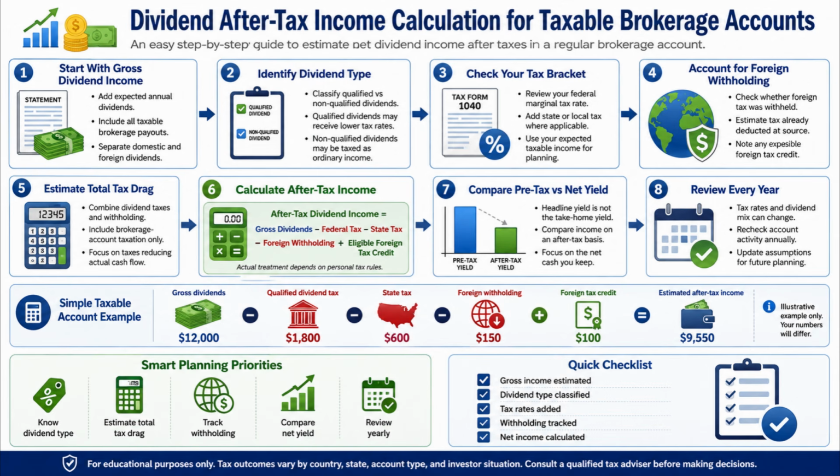Overall, calculating dividend after-tax income for taxable brokerage accounts is about knowing your dividend type, estimating total tax drag, tracking withholding, comparing net yield, and reviewing your numbers every year. A simple checklist can help: estimate gross income, classify dividends, add tax rates, track withholding, and calculate net income. By doing this, investors can make smarter decisions and understand the real dividend income available after taxes.